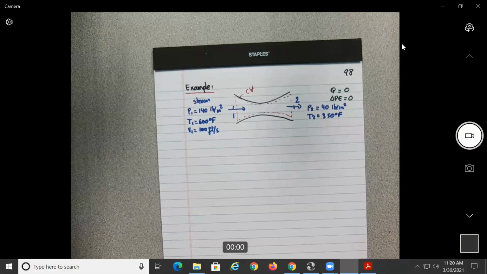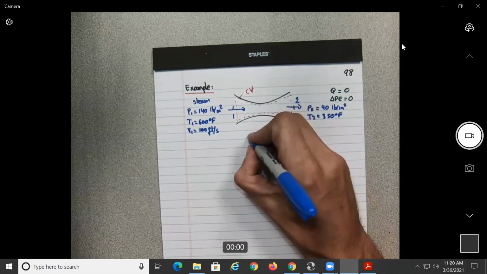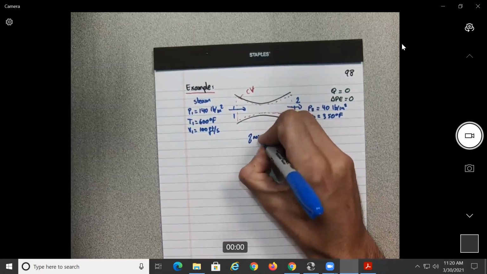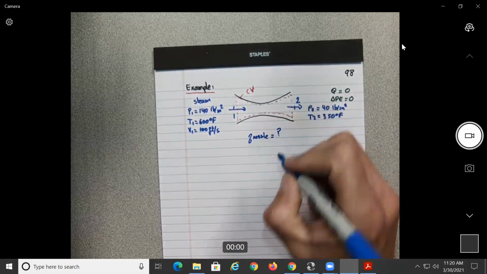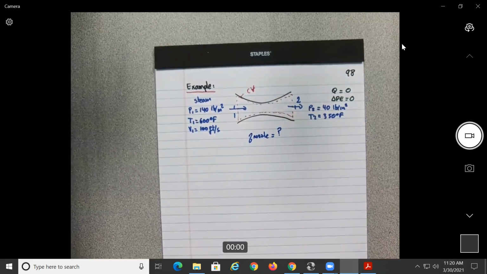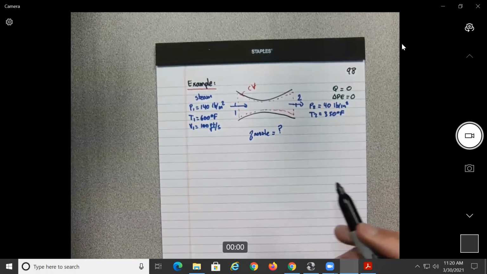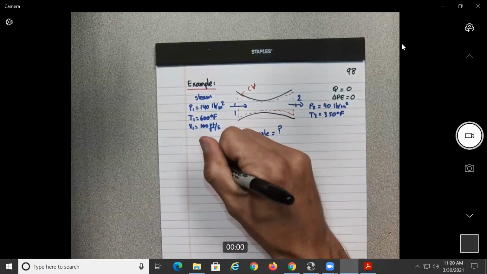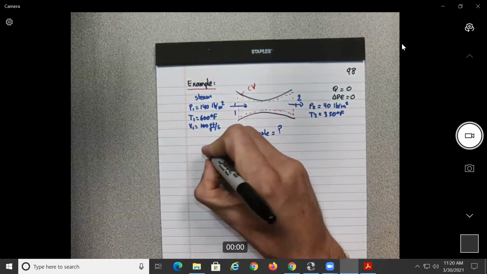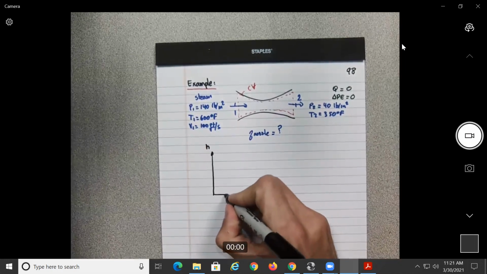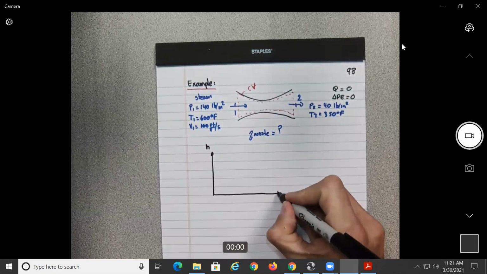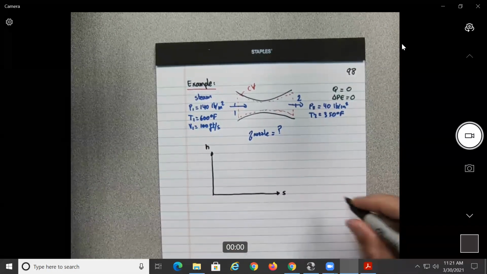And the question is to find the nozzle efficiency. So we need to find the efficiency of the nozzle. Okay, so if we go back to the notes that we did last time, if we do the h-s figure, you don't have to redo this one, but I think it's good for the understanding.